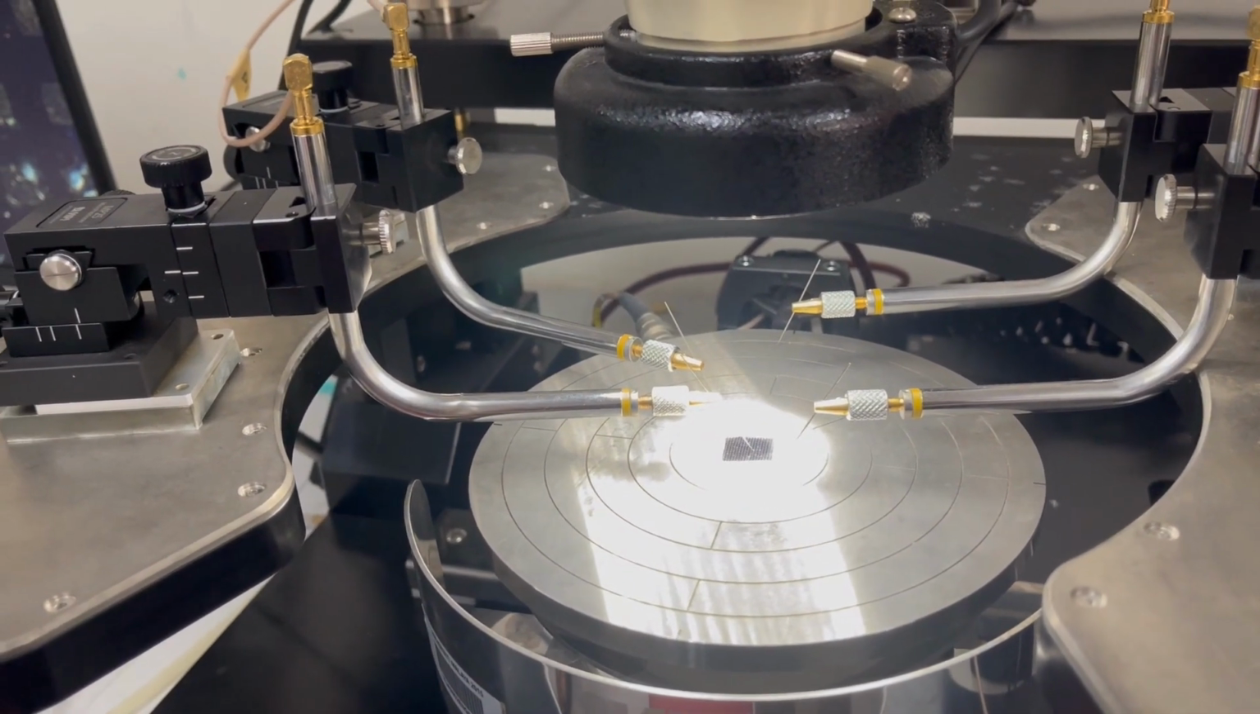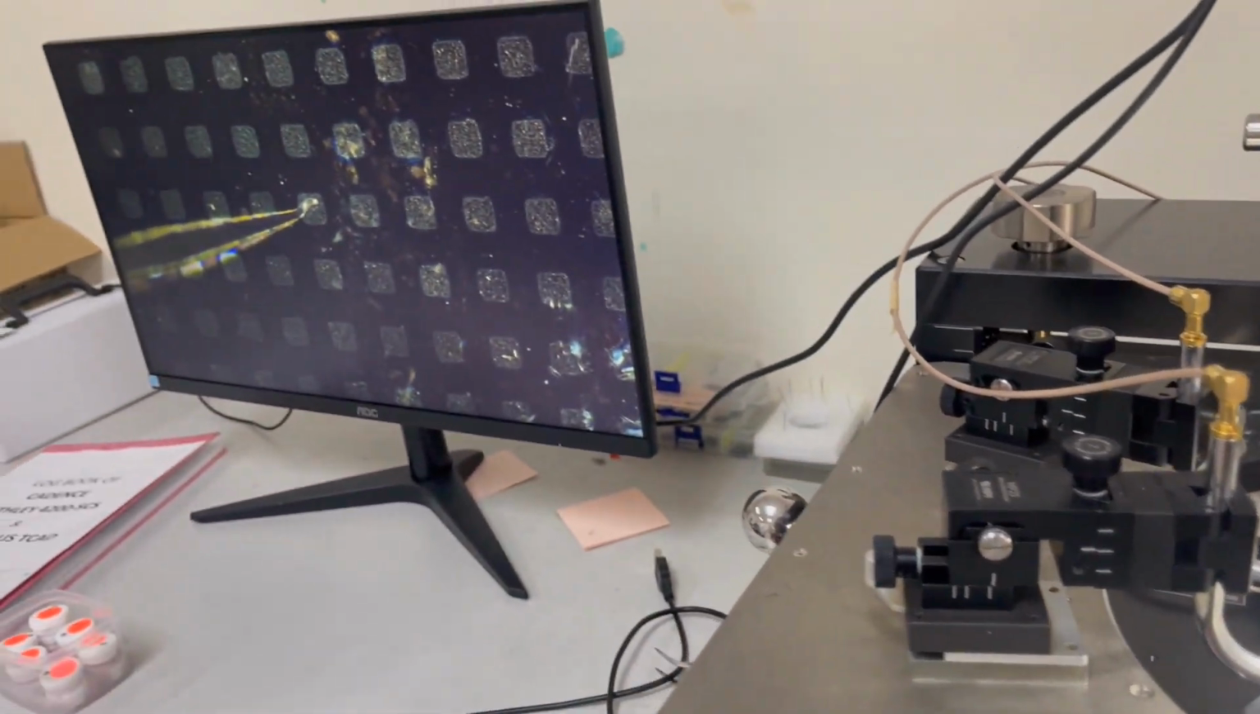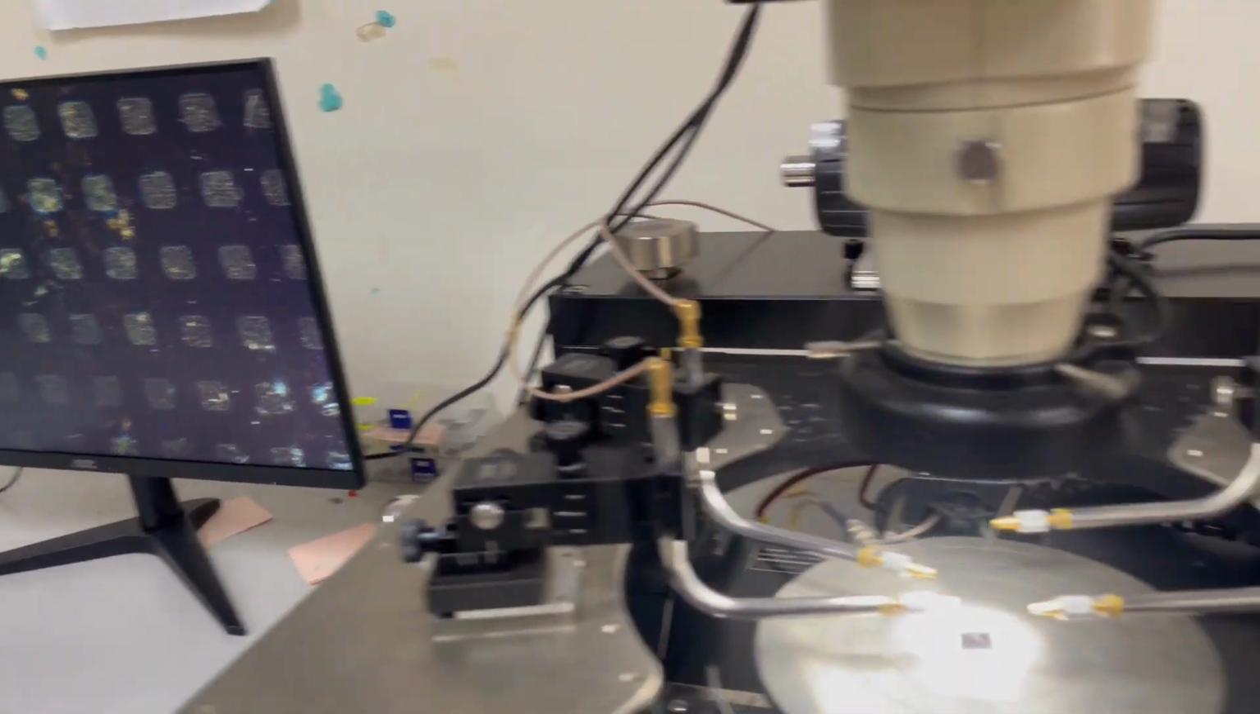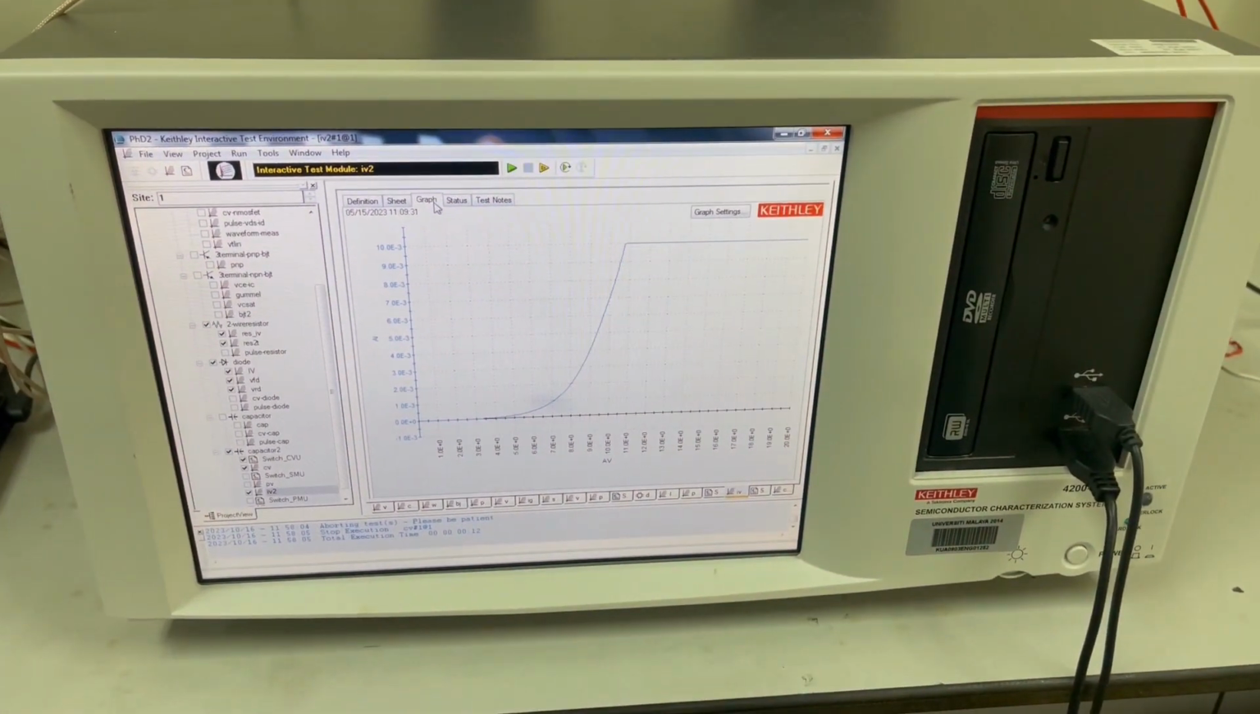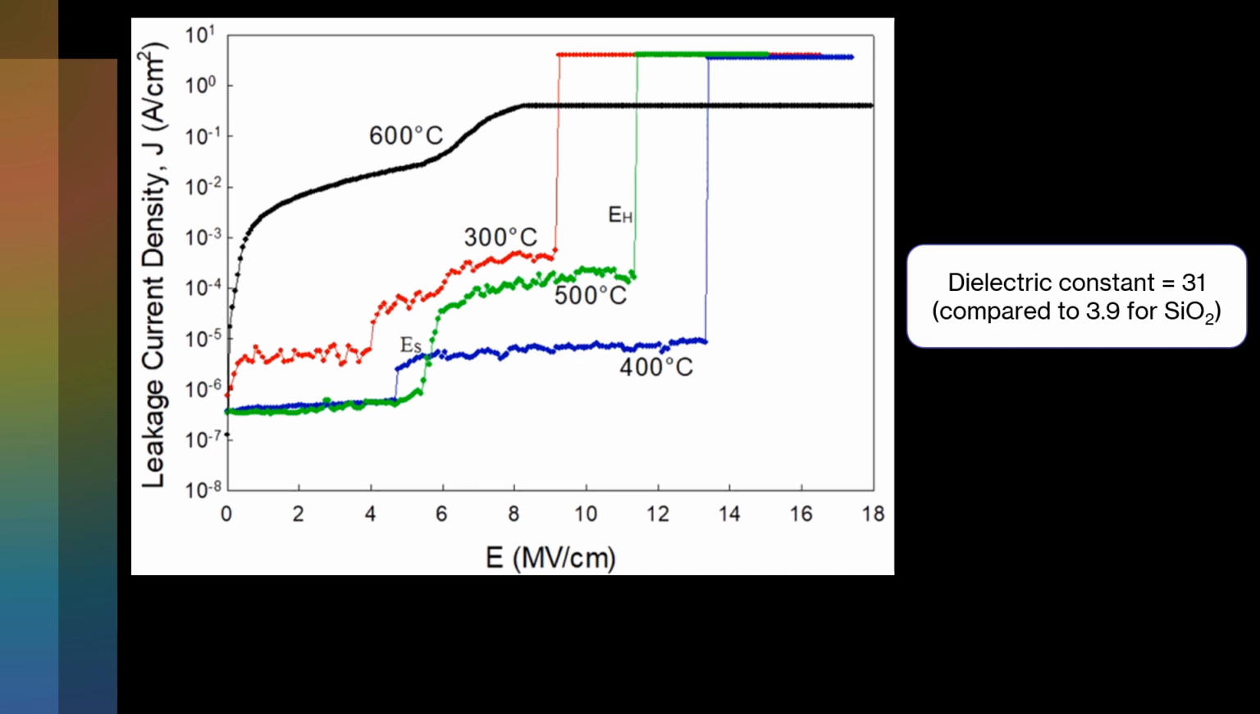The electrical properties, specifically leakage current and capacitance, are measured for the capacitor devices. Electrical characterization showed a very high breakdown field of 13.3 megavolt per centimeter with an extremely low leakage current of 1 microampere per centimeter squared. Extremely high dielectric constant of 31 was achieved, compared to a value of just 3.9 for traditional silicon dioxide dielectrics.